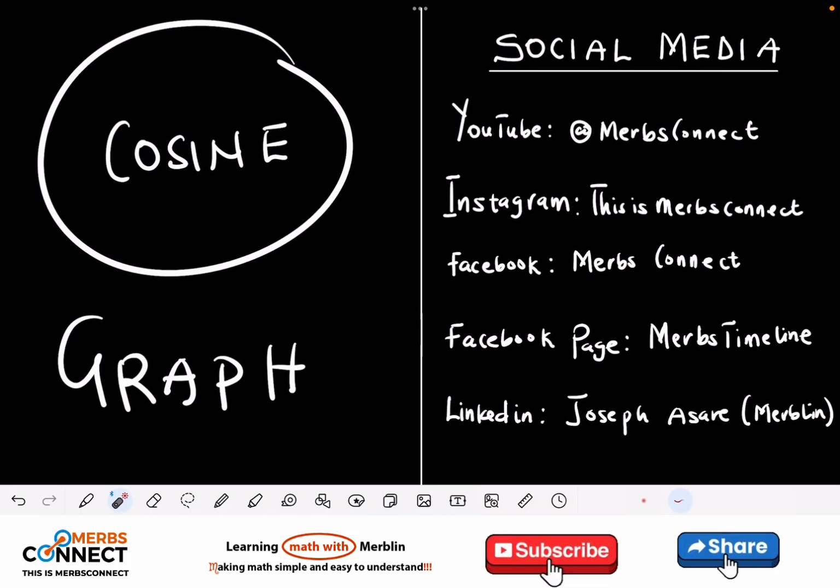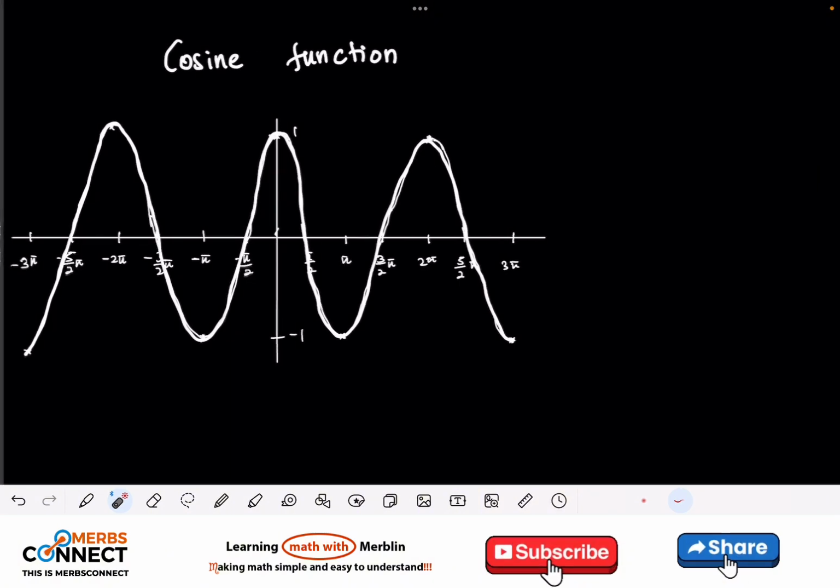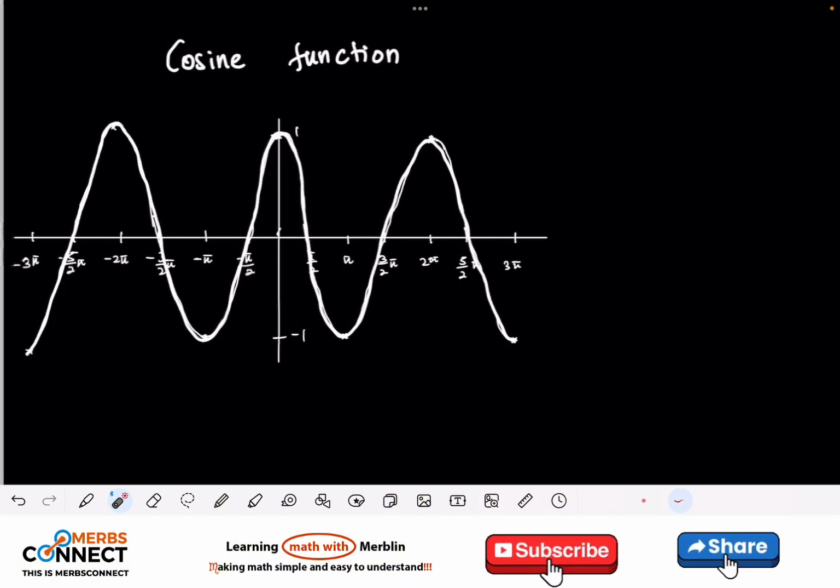In the previous video, we talked about the sine graph, right? So now in this video, we are going to talk about the cos graph. Let's jump right in. So this is how the cos graph is.